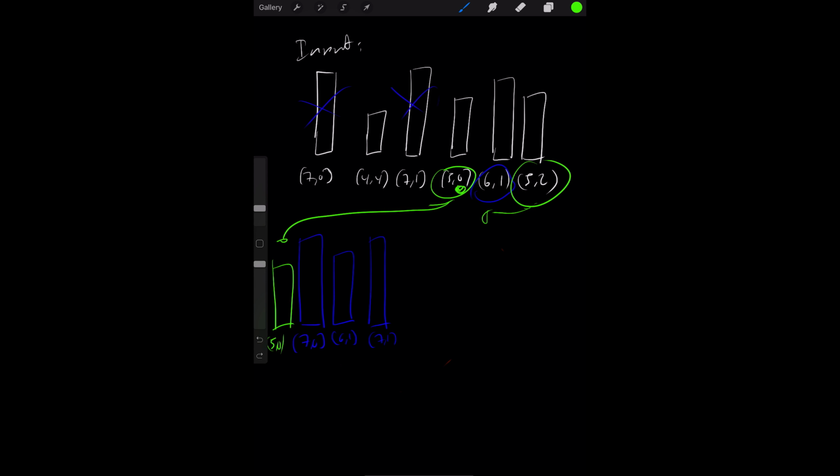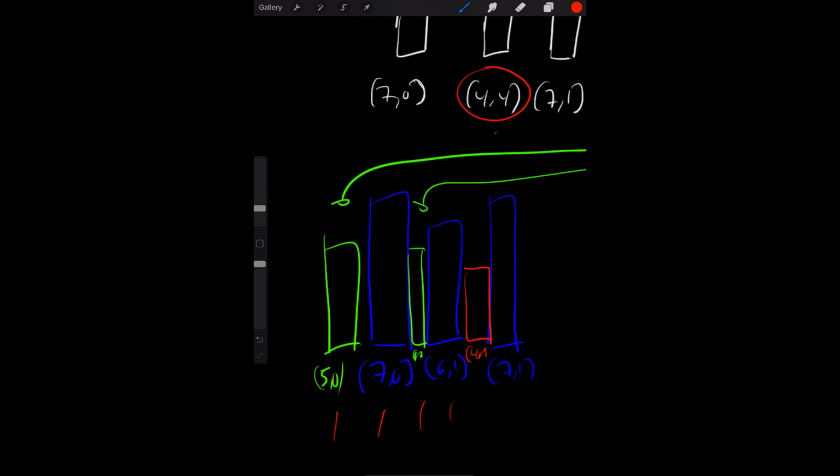So then 5, 2, we'll put it here because that's the second spot, right? And then we have 5, 2, right? And then 4, I should have spaced them out a little bit better. Then what's the next height? Then it's 4, 4. So we have 4, 4, so 1, 2, 3, and 4, and then we'll put 4, 4 here, which is perfect. Now this is perfect because there's 4 people in front of you.